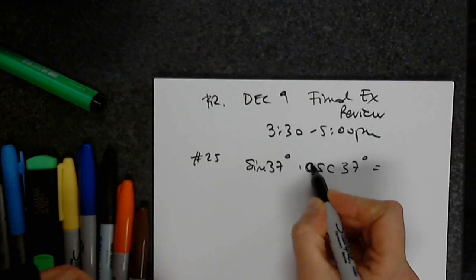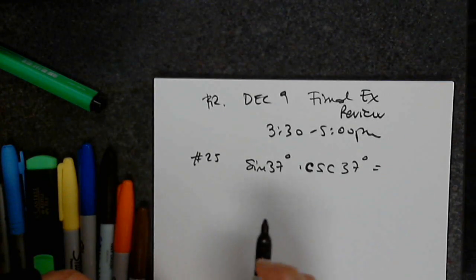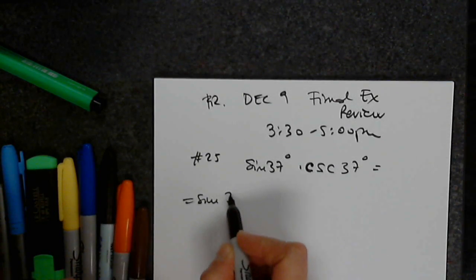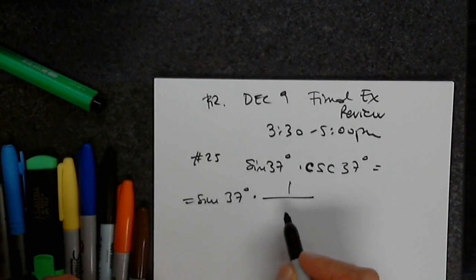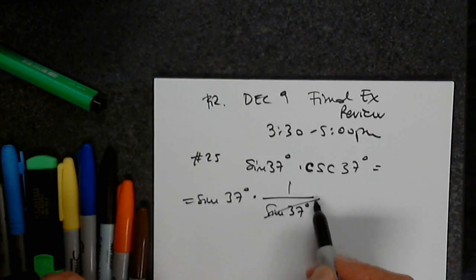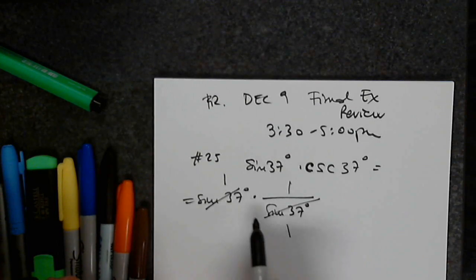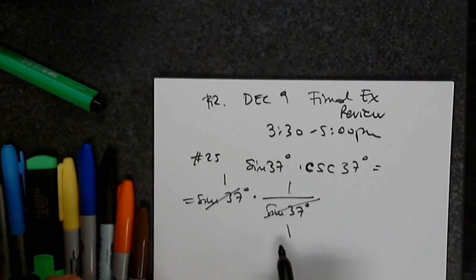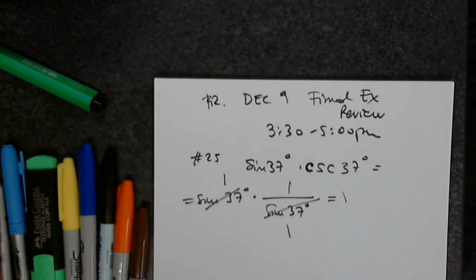So cosecant, if it starts with C, is 1 over sine 37. Well, these two numbers must be the same. Please write the 1, because I don't want you to conclude that this is 0. So the answer is 1. Very good. Anything else?